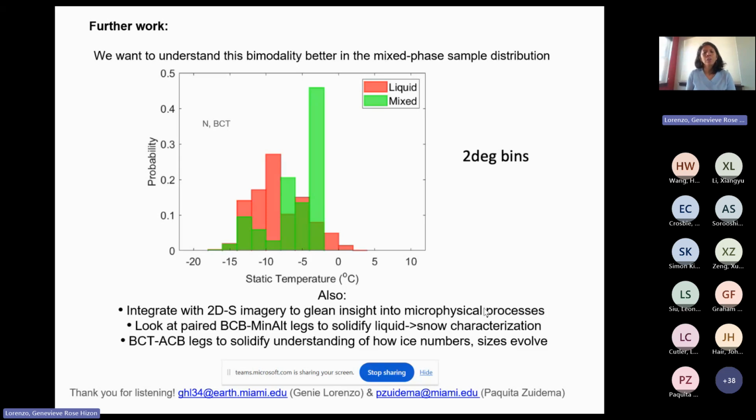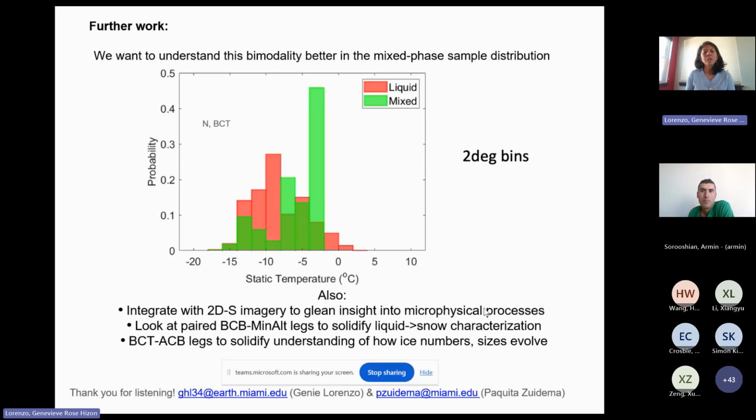We would also look more at the BCB and min-out legs, pairing them, to see if it makes sense that snow is melting farther offshore and then becoming more ice closer to the shore.